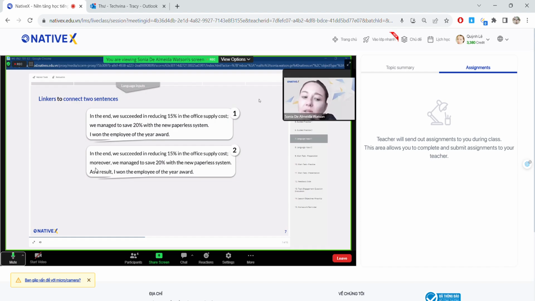So what are these linking words? What do we call them? They are linkers, absolutely right.